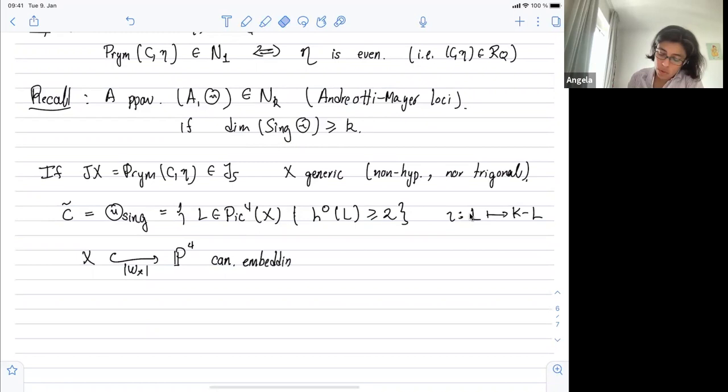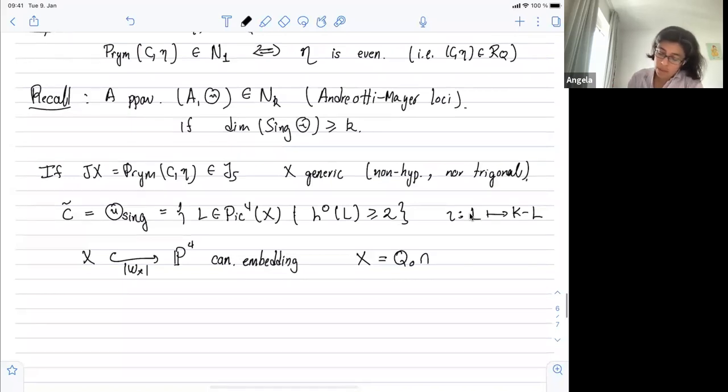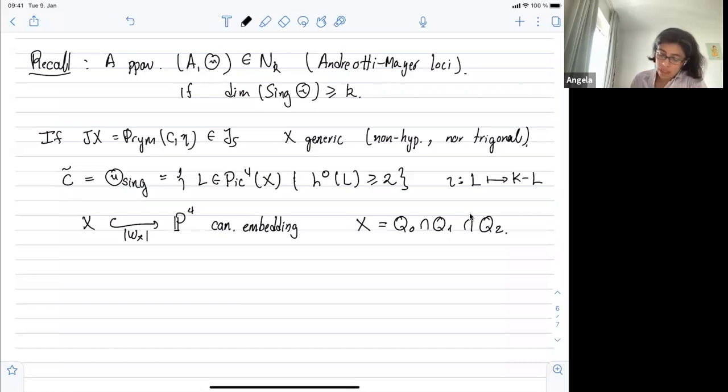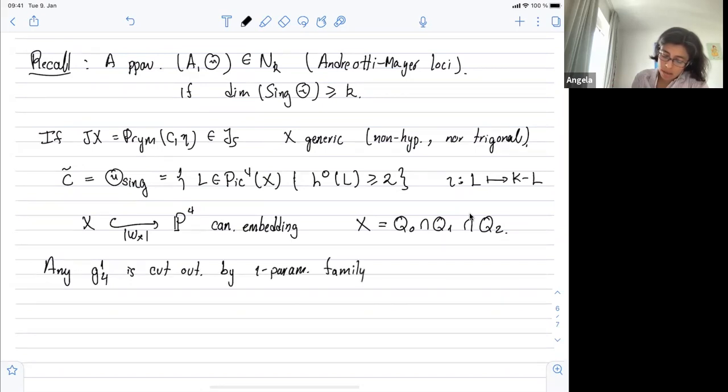And as you know, this is classical algebraic geometry. For a generic genus 5 curve, in the canonical embedding, you can describe it as a complete intersection of three quadrics in general position, smooth quadrics. So any g^1_4 on X is cut out by a one parameter family of planes, planes sweeping out a quadric.